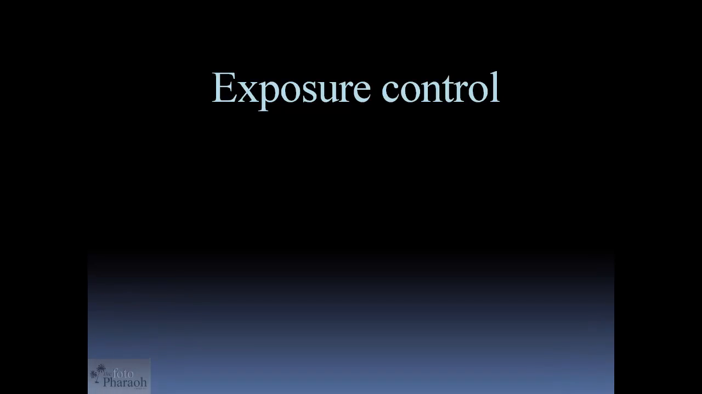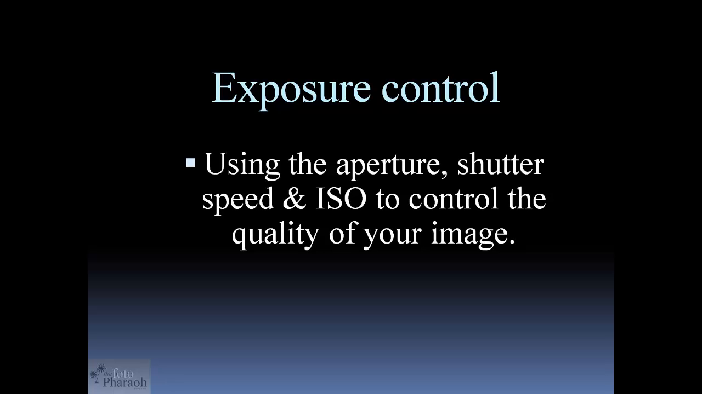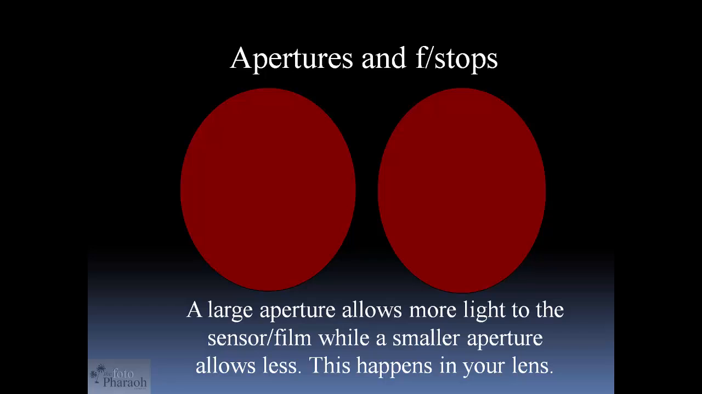Alright, so let's get started on exposure control. Now, there are several things we need to deal with. We are going to be dealing with aperture, shutter speed, and ISO to control the quality of your images. This week we're going to concentrate on two of them, aperture and shutter speed. ISO we will touch on, but we will look at that later in another segment.